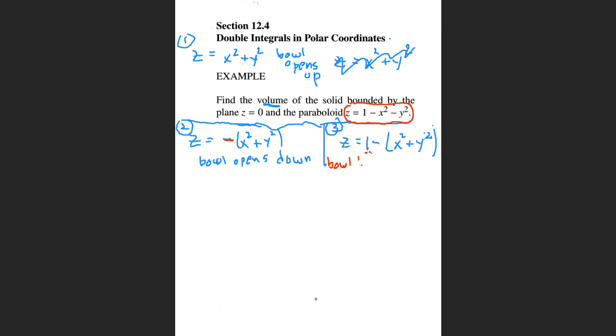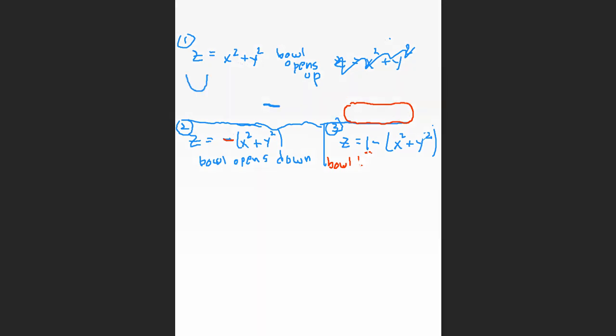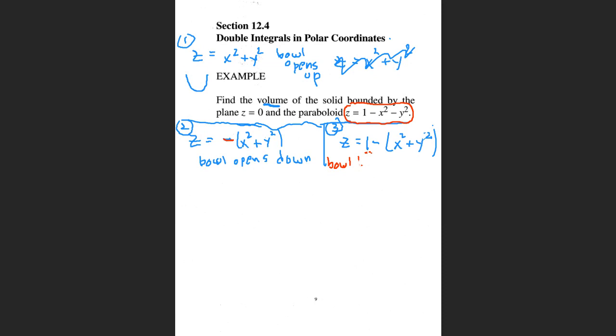Let me just see here. Here's bowl number 1, z equals x squared plus y squared, opens upward from the origin. Bowl number 2, z equals negative quantity x squared plus y squared. That opens downward from the origin. And now we're on bowl number 3.